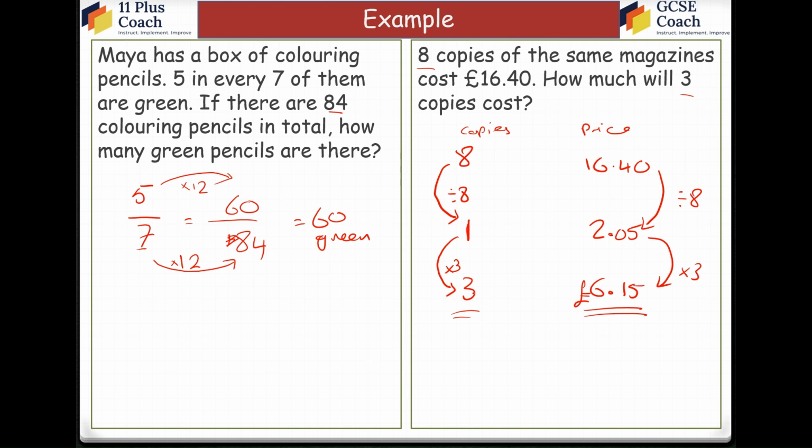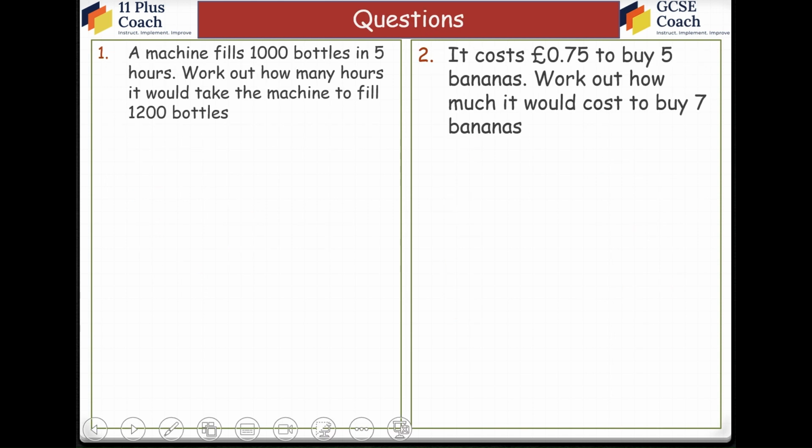This is a nice way of organizing a proportional question. Write down the amount and the price, and then go from there to the number you need. Hopefully that made sense. Have a go at these questions, pause the video, and when you're ready, you can play the video and see if you get this right.